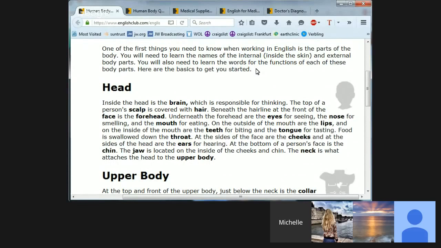All right, I'm going to ask Bakri to read under the subheading head. Inside the head is a brain, which is responsible for thinking. The top of a person's scalp is covered with hair. Beneath the hairline at the bottom of the face is a forehead. Underneath the forehead are the eyes for seeing, the nose for smelling, the mouth for eating. On the outside of the mouth are the lips. And on the inside of the mouth are the teeth for biting, and the tongue for tasting.